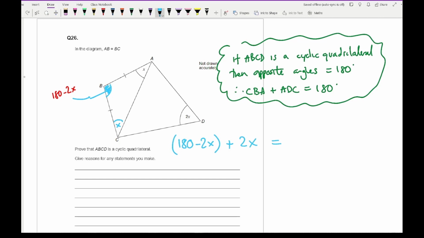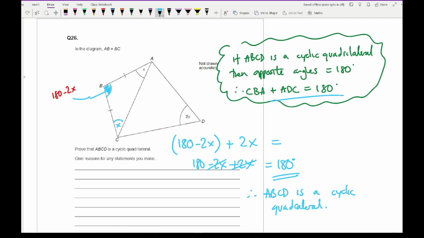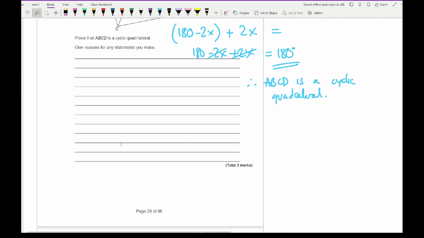Well, if I do 180 minus 2x plus 2x, the 2x's cancel, so I'm just left with 180 degrees. So therefore, the quadrilateral ABCD is a cyclic quadrilateral. And the reason for that is because I've then proved that the opposite angles do add up to 180 degrees.